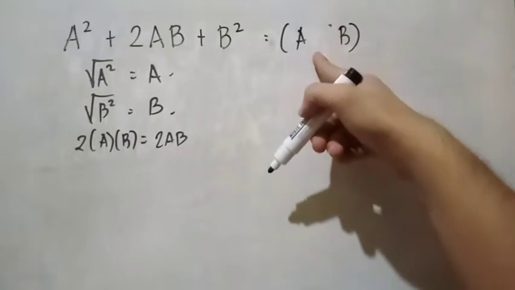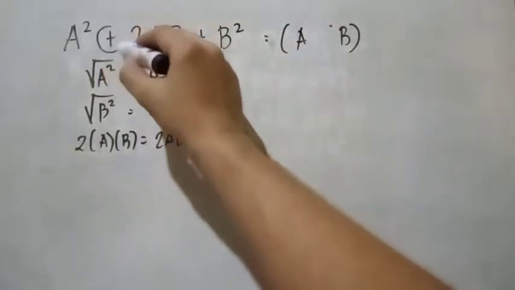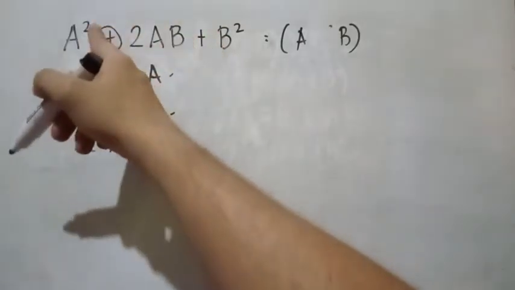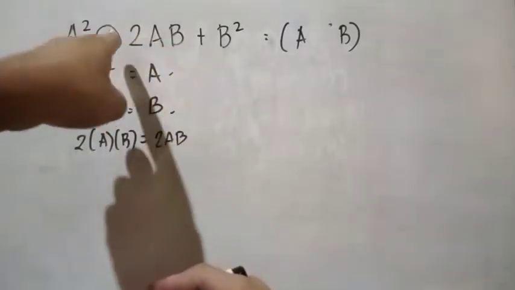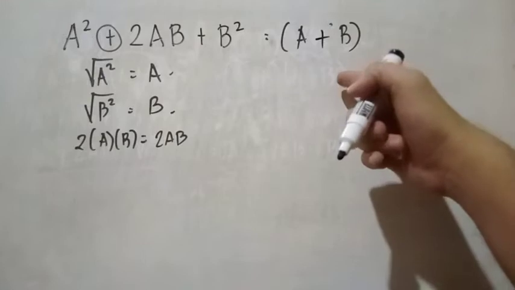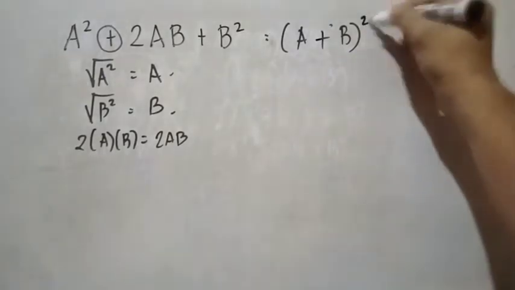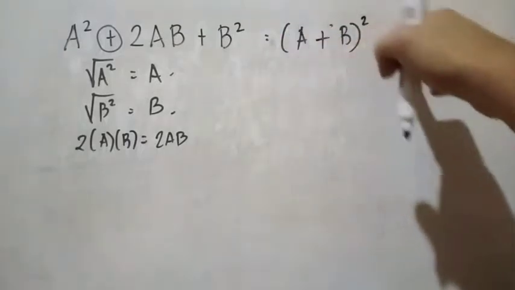And then paano natin malalaman yung sign sa gitna ng a at saka b? So titignan mo lang yung sign ng middle term. So we have positive 2ab, so yung sign nun is positive. So ilalagay natin ng plus sa gitna nila. And then saka natin i-erase yung 2. And there you have it. We have (a plus b) quantity squared.